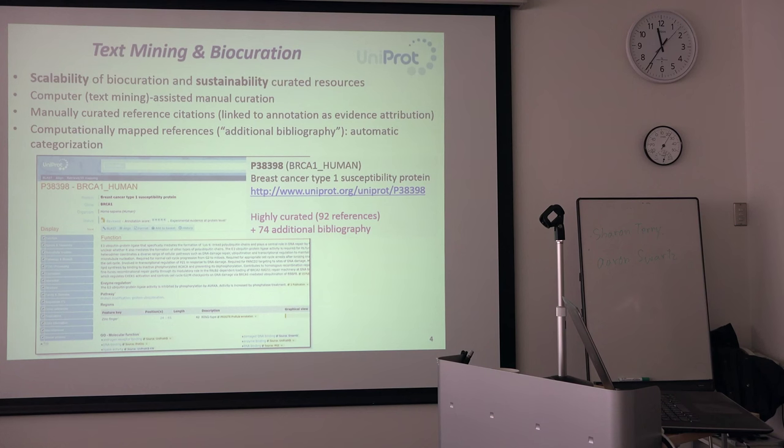So text mining and biocuration, certainly this is not unique to UniProt. It's essentially an issue that we have to address in terms of the scalability of biocuration and the sustainability of those curated resources. It has to do with all the resources that require manual curation, that require reading of the scientific literature to extract information and put it into structured databases. So how can we best utilize computer or text mining assisted manual curation, and how that could be taken to the next level, is something that we continue to work on.